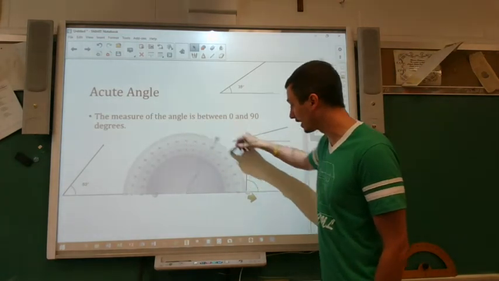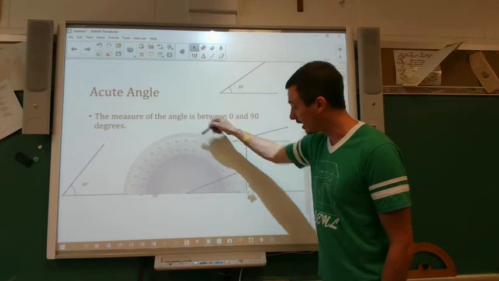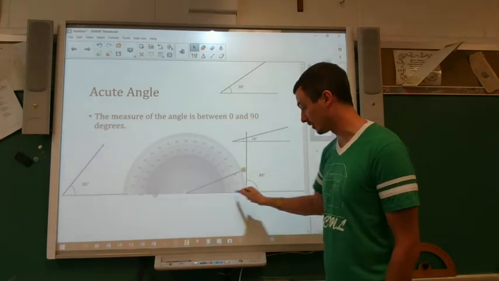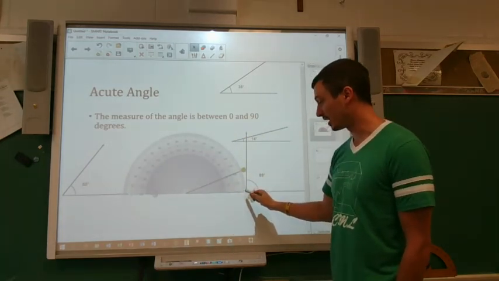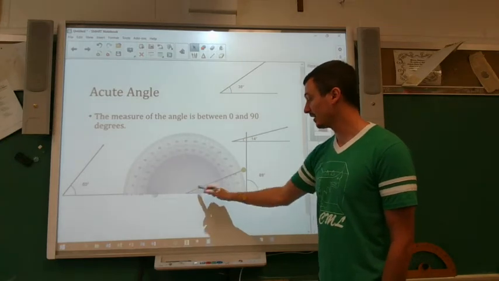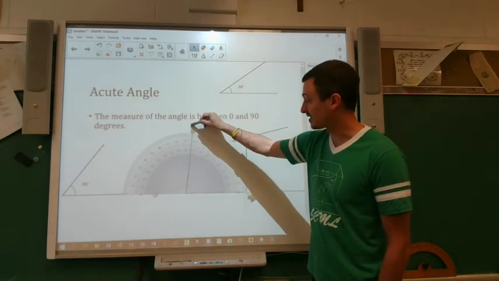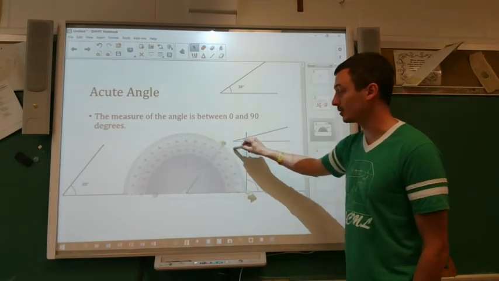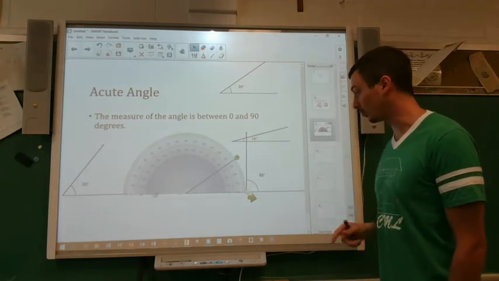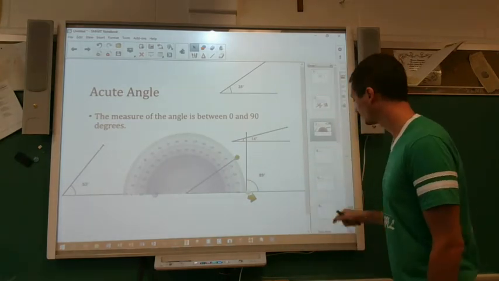So any angle that I drew in here that's less than 90 degrees, where we have a side starting on the right side of the protractor, and the other side is still on the right side of the protractor, that's going to be an acute angle. No matter what angle I draw in there, it's always going to be acute.